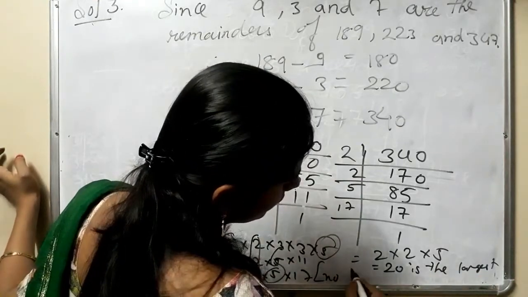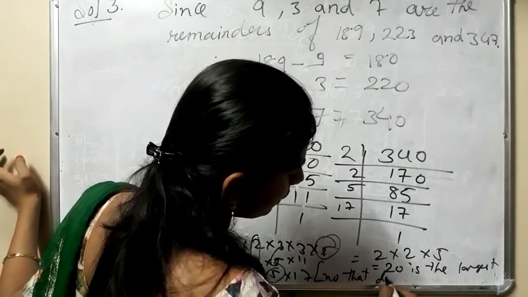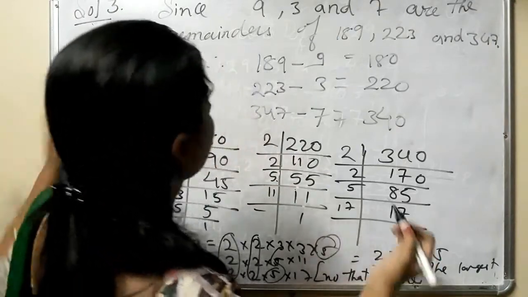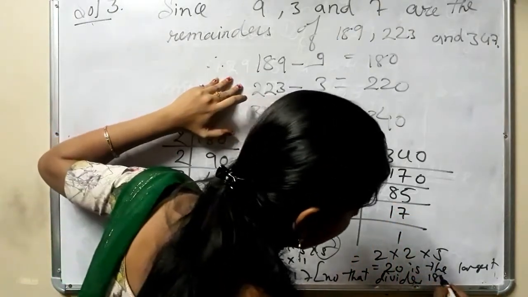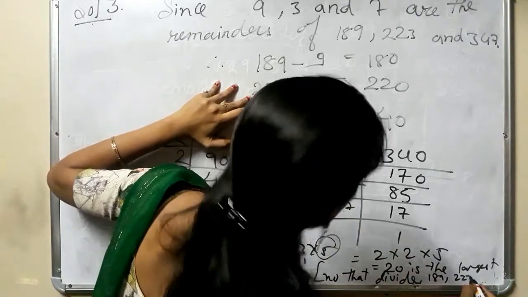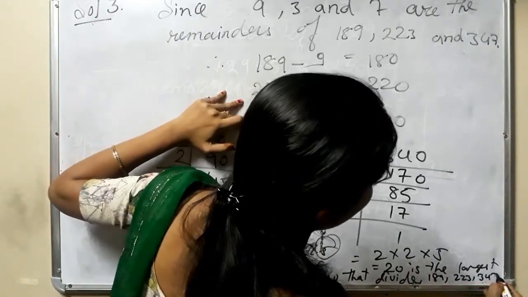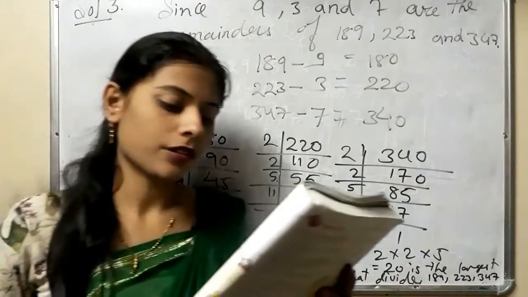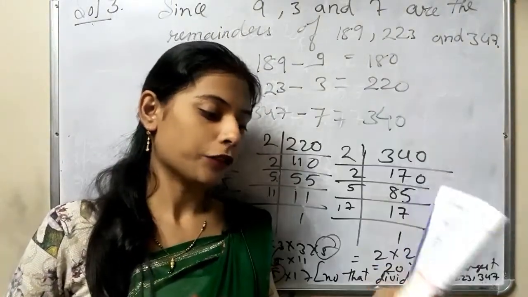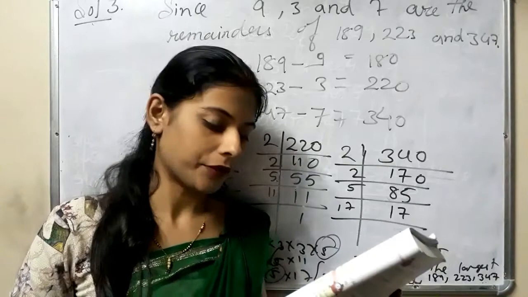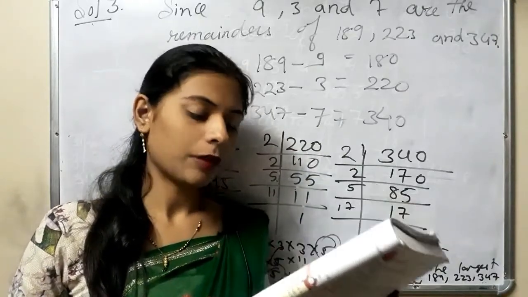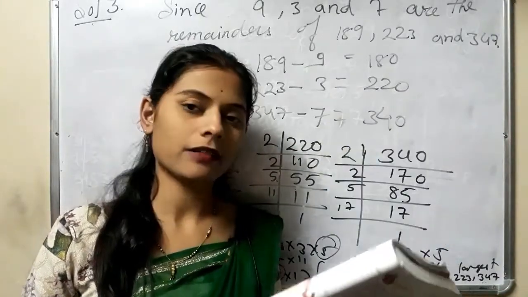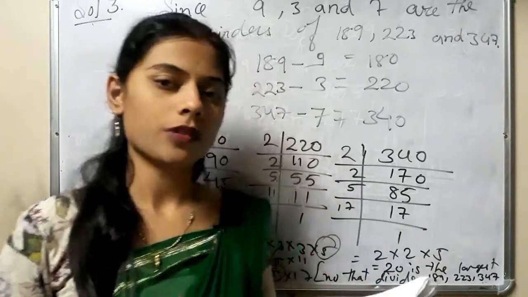number that divides 189, 223 and 347. Okay. Now see question number 4 that you have to do, and question number 5 also you have to do. Okay. From question number 6 we will start in our next lecture. Okay. These 2 questions are your homework.